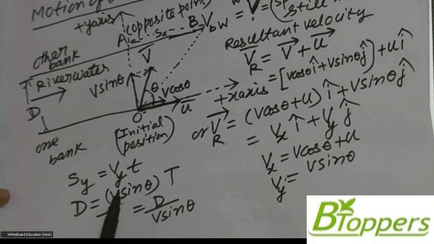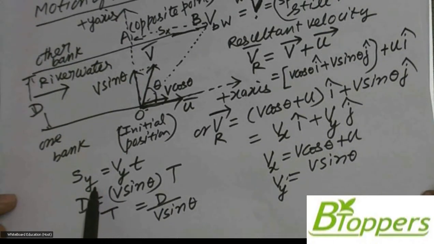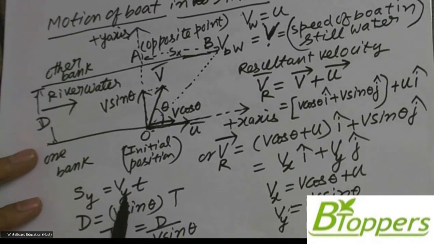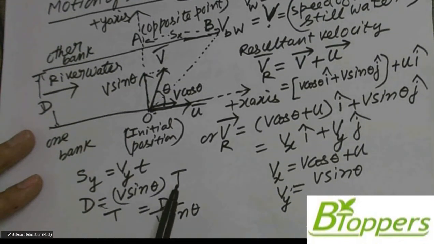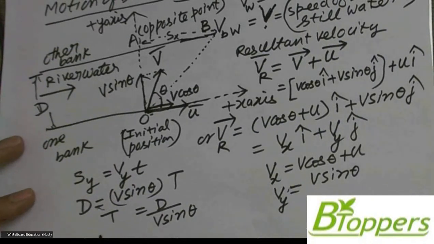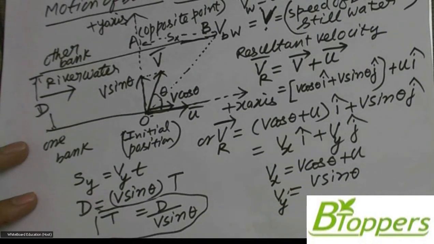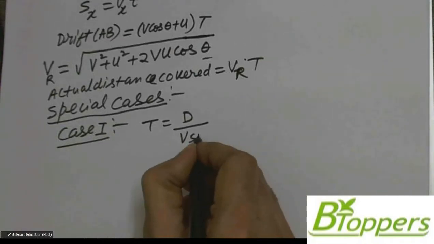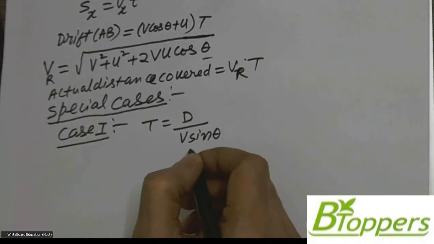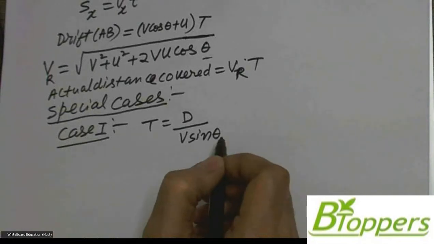You can see the calculation I have explained previously. Displacement in the y direction is equal to velocity in the y direction into time interval. I have written d equal to v sin theta into t. That means the time taken by the boat to cross the river is given by d by v sin theta. Here d is the width of the river, v is the speed of the boat or swimmer in still water, theta is the angle between u bar and v bar.